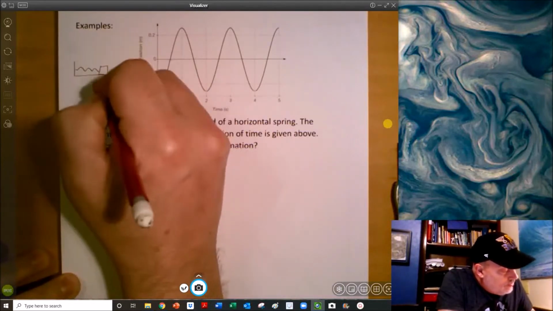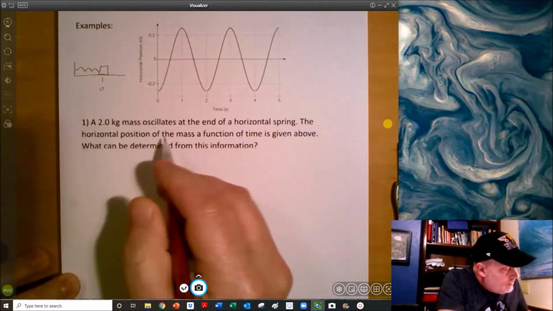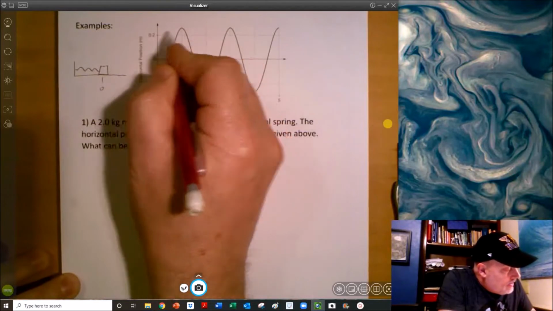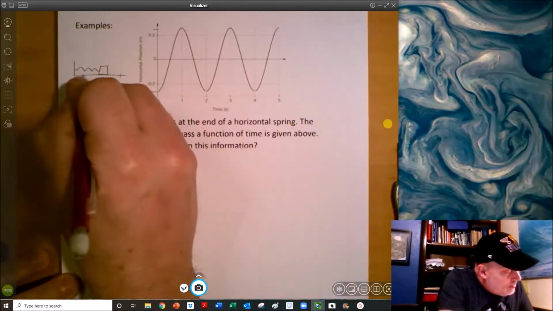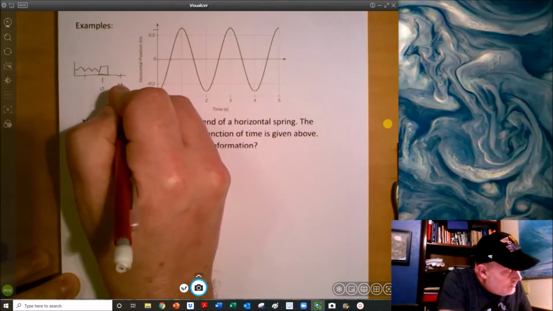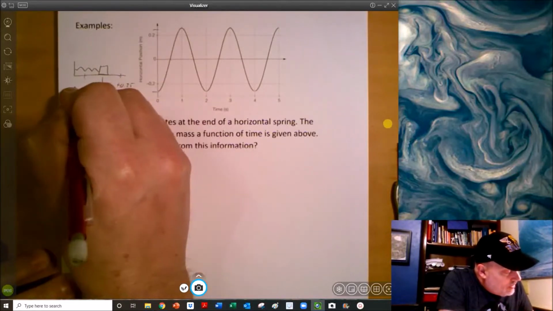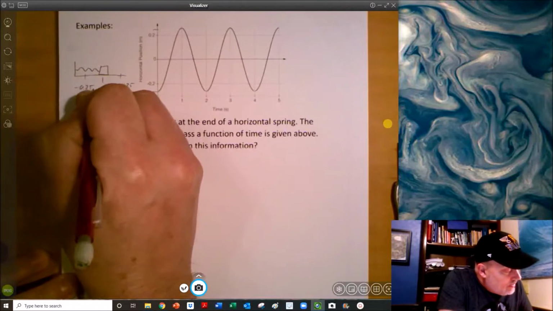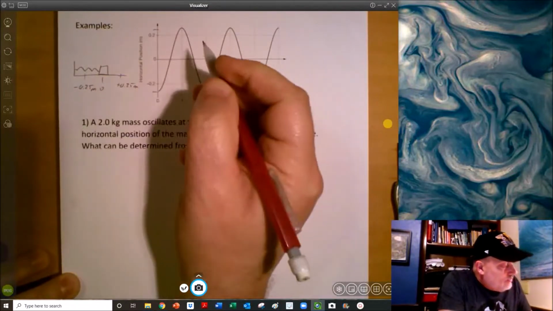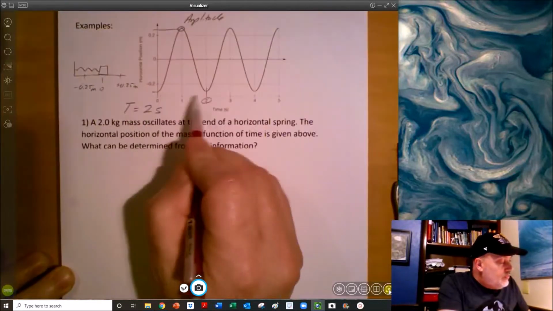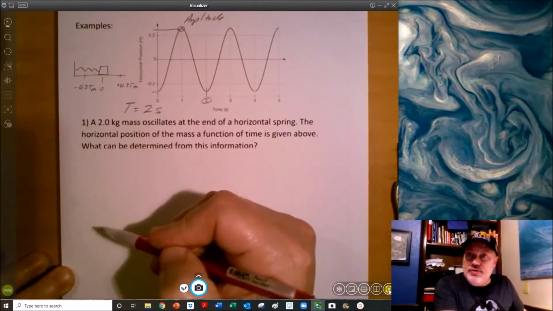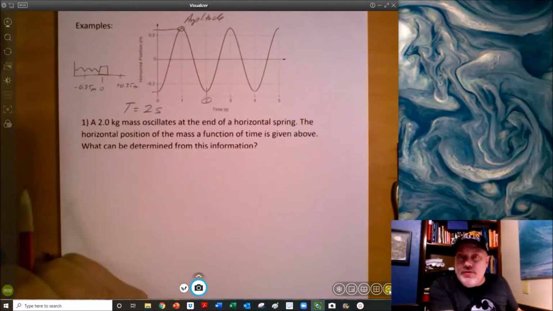And so this would be the equilibrium position 0, and it looks like it's oscillating between about plus 0.25 and negative 0.25 meters. So hey, this is the amplitude, right? Here's the amplitude. Our time period is about 2 seconds. Okay, what else can we find?